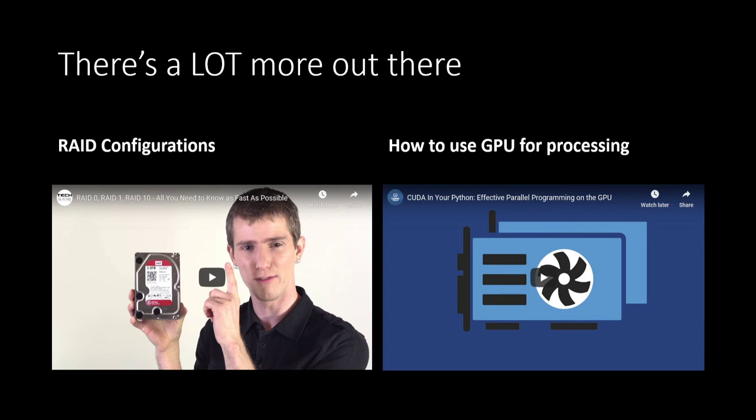For example, the RAID configurations option here in this video. This is one way to actually foolproof your hardware to keep it from failing. So you can copy two solid state or spinning disk drives onto each other, so if one fails, the other one has all the data remaining. And then that second video is how to actually use your GPU to increase speeds for processing. That could be very useful, although I don't know how to do that yet.